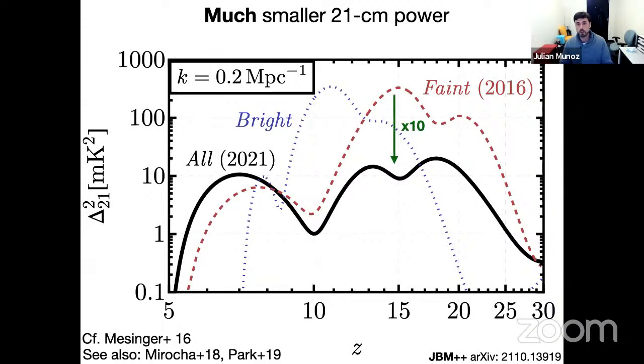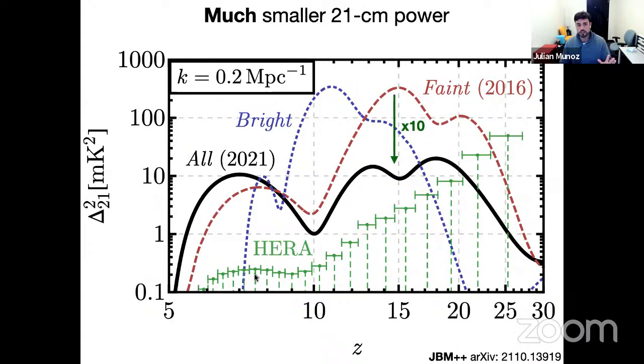This gives rise to much smaller 21 centimeter power because it's roughly the square of this. So you can see the black line here is about a factor of 10 smaller than before. It's still observable by things like HERA. So here in green is the noise you expect from 1 year of HERA. So you expect to still see this all galaxies model, but at a lower signal to noise than before.